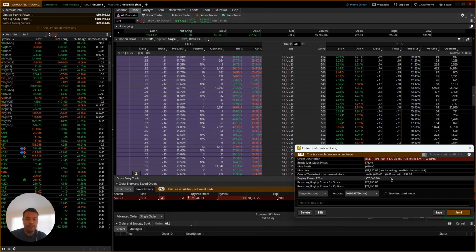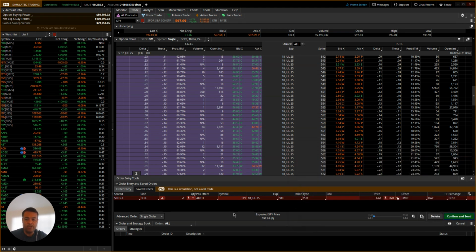Now the net collection is basically the amount of credit that you collect minus the per contract commission that you pay to the platform. I pay 65 cents. Everyone pays different, I think. This is where I've been set. I've tried to lower this with Thinkorswim. It doesn't work. So this is where I'm set.